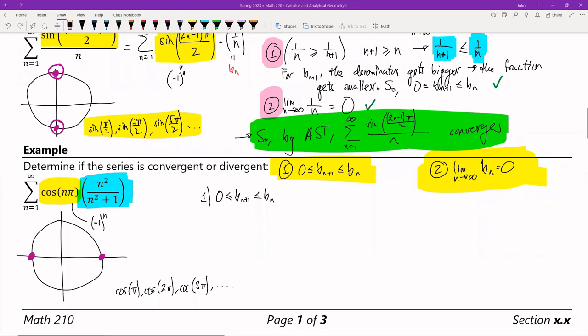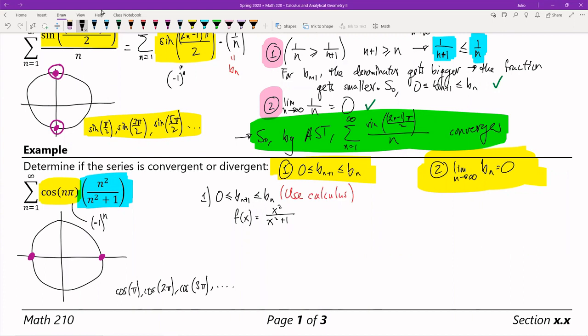So we need to show this term right here, right? In this case, I'm going to use the thing that I advised everybody to do here. I'm going to use calculus. Let f of x equal x squared over x squared plus 1. I need to show that this thing is decreasing as x gets bigger, and if I can show that, then we're golden.